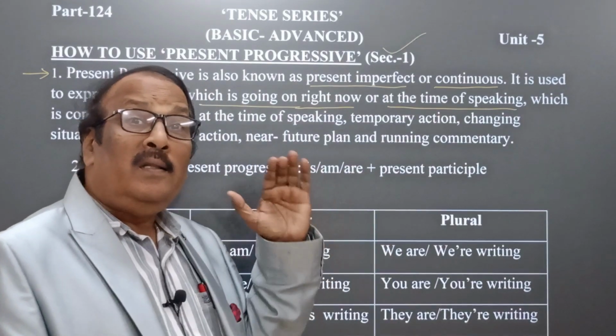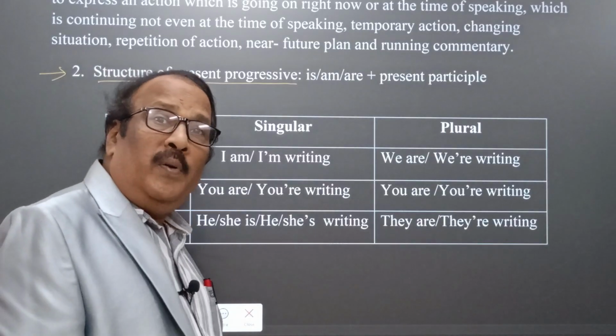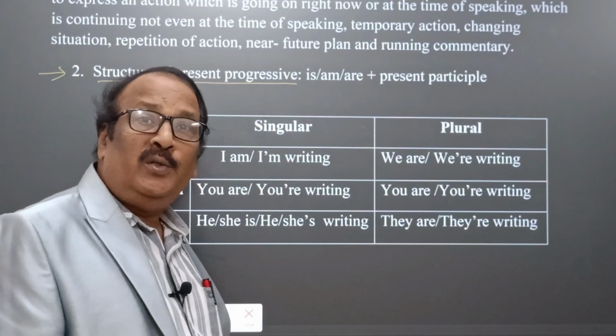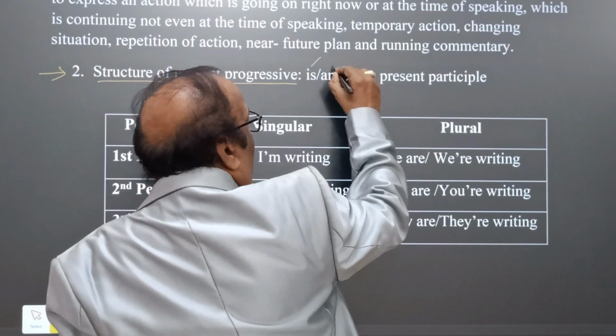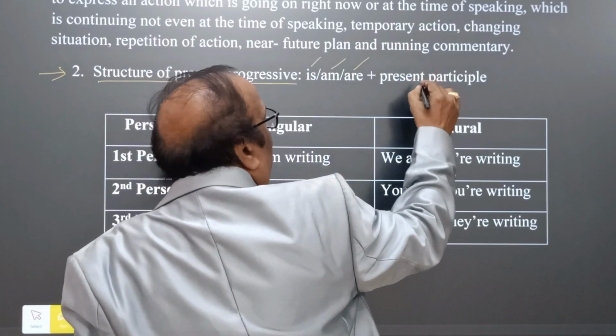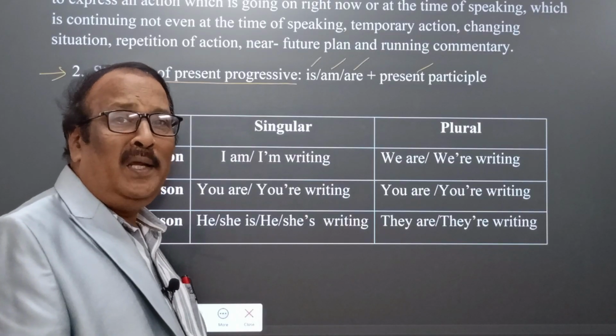Okay. Now see the structure of present progressive. Remember, every aspect has its own structure. The structure is is or am or are plus present participle, keeping the subject in mind.